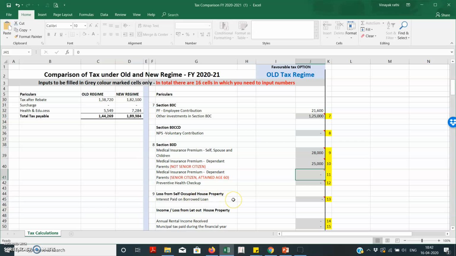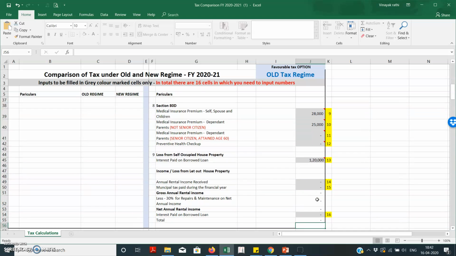Loss from self-occupied property. Here we need to put interest paid on borrowed loan. We can take an example of 1,20,000 being paid as interest on borrowed loan. If we have any let out property, we need to put the annual rent income received, municipal taxes paid during the year, and interest paid on borrowed loan of the let out property. This section in particular will help in the new tax regime.